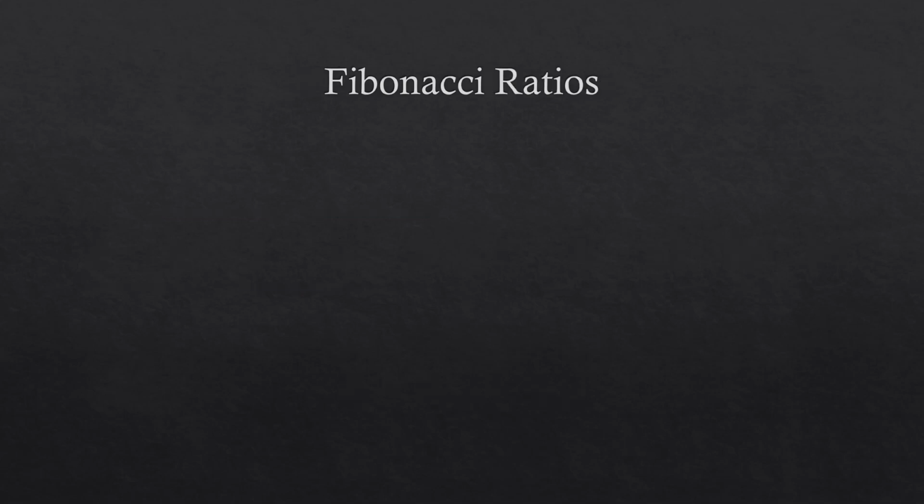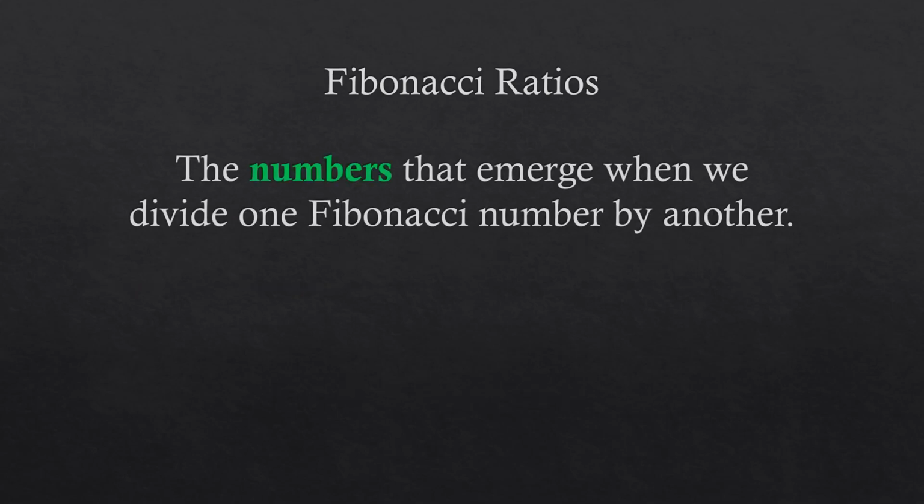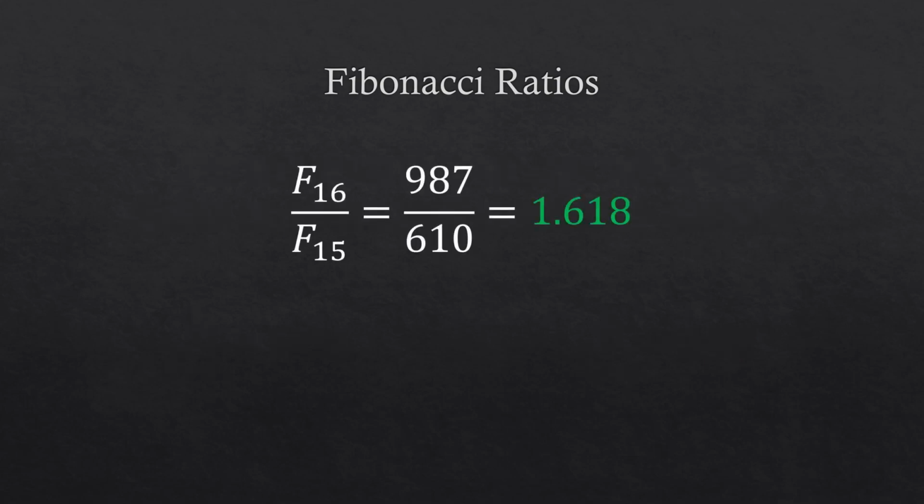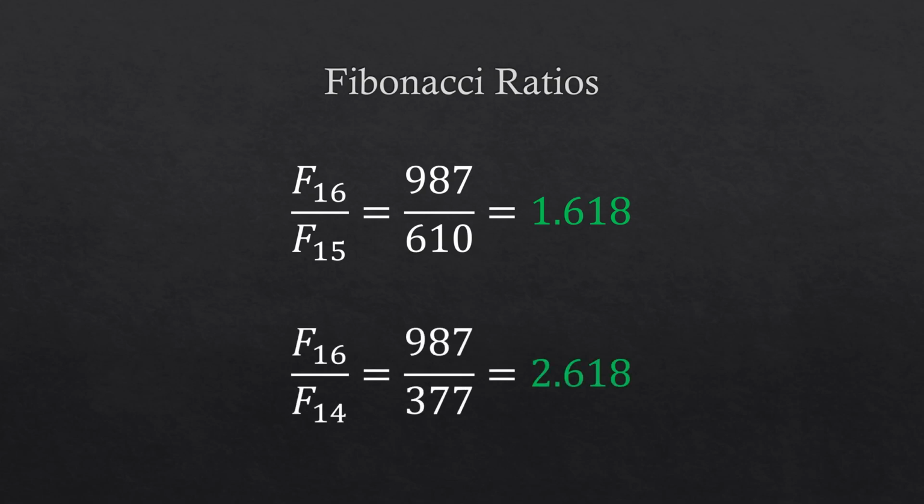Fibonacci ratios are the numbers that appear when we divide one Fibonacci number by the other. For example, if we divide one Fibonacci number by the previous number, we get the golden ratio, which is 1.618. If we divide a number by the number two positions back, we get 2.618. For instance, if we divide the 16th Fib number, which is 987, by the 15th Fibonacci number, which is 610, we get 1.618. If we divide the 16th Fib number, 987, by the 14th Fib number, 377, we get 2.618.